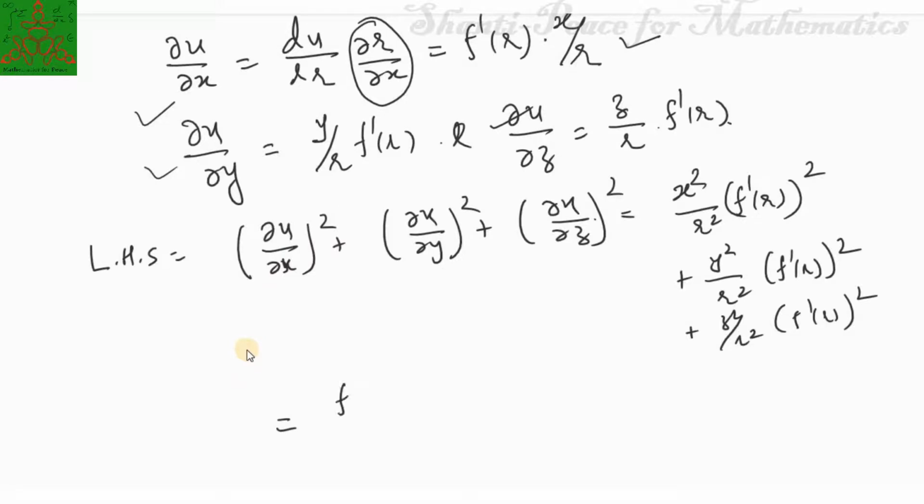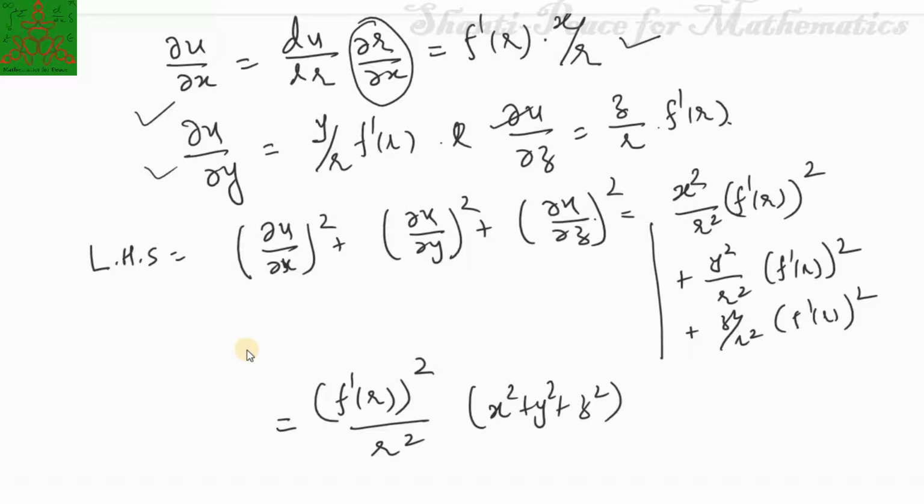Notice that (f dash of r) whole square upon r square is common out from these three quantities, and you will be left with x square plus y square plus z square, and given that x square plus y square plus z square is r square, so that will cancel with this, and finally you will have (f dash of r) whole square, and the f dash of r is nothing but the du by dr. So that completes the proof of the first equality.